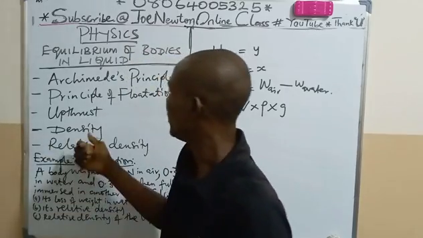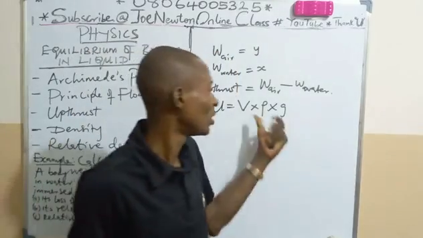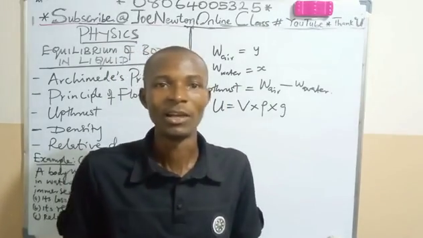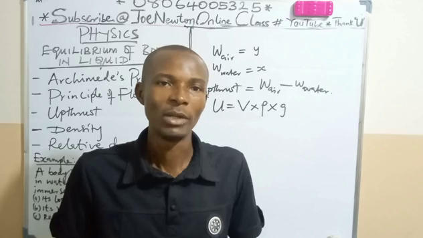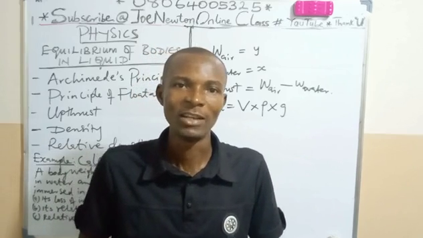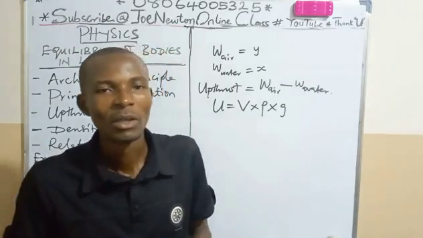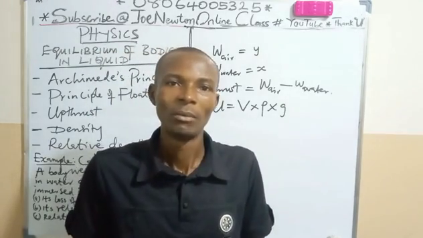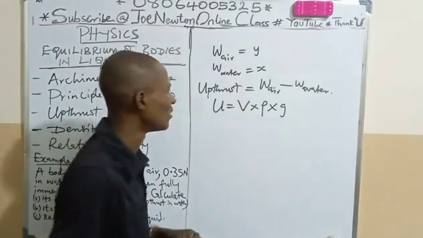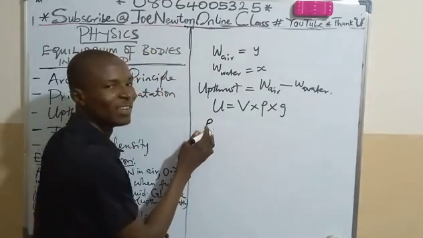Another concept here is density. So density, because I have mentioned density here, is simply defined as the mass of a body per unit volume. That is the ratio of mass of a body to its volume. The unit of density is kilogram per meter cube. Density, this symbol means density.